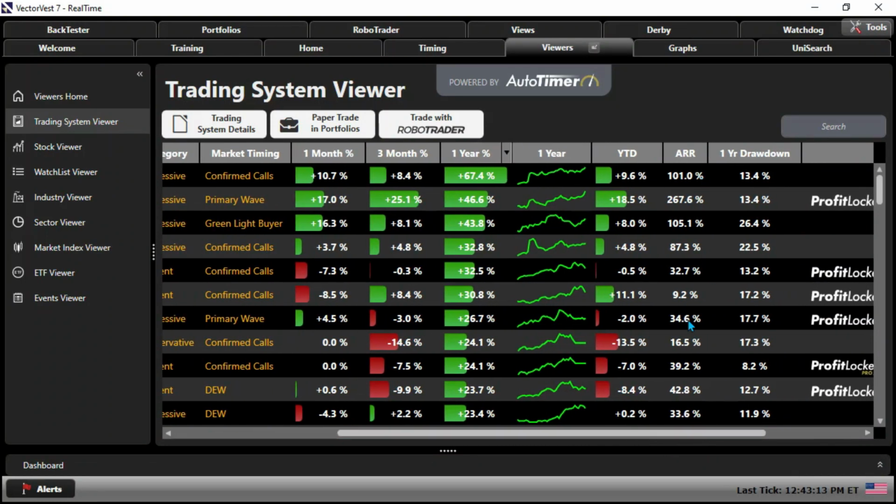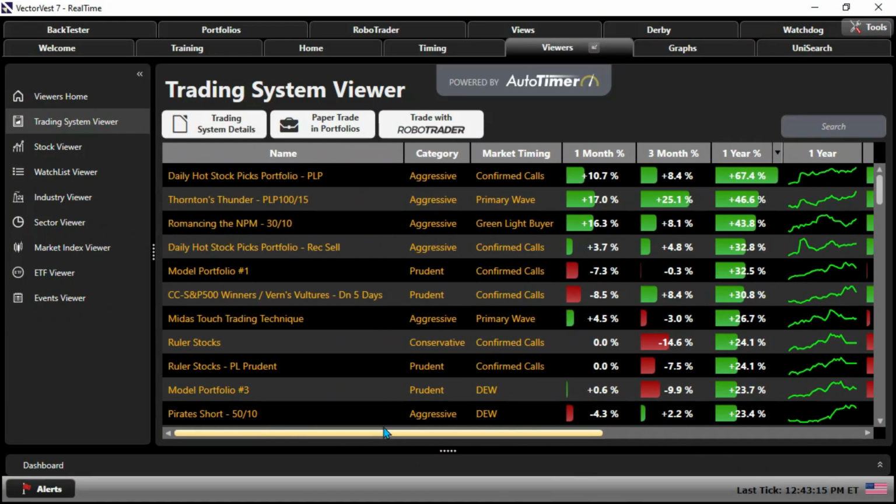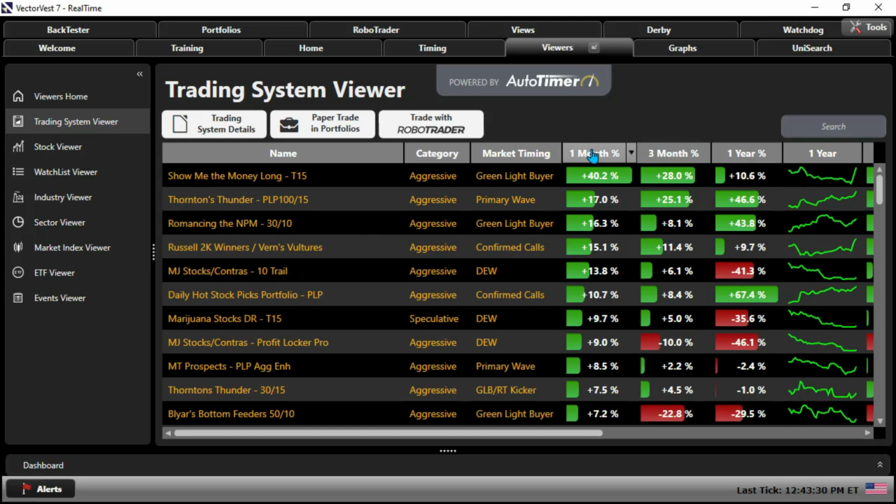So what's at the top? Daily hot stocks. We do that for you every day. Ruler stocks, which is a great search, up 24% for the year, but not so well for the last 3 months, and so on and so forth. Go over the last month again. Let's go see. Marijuana stocks are starting to move up recently, not for the year, but at least recently. Blyer's bottom feeders is up here, starting to move. May not for the last 3 months of the year, but it's starting to move now.